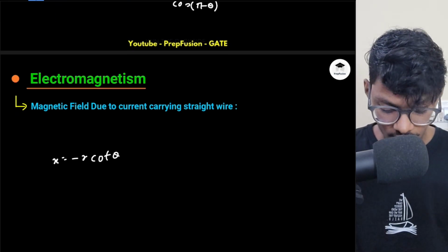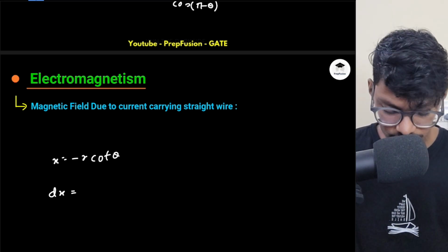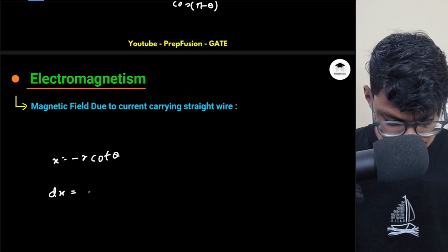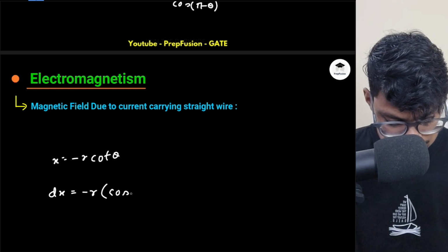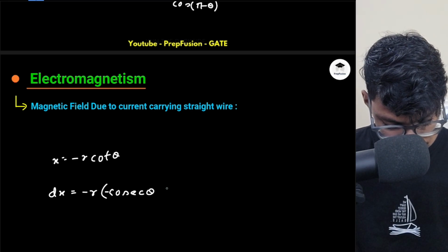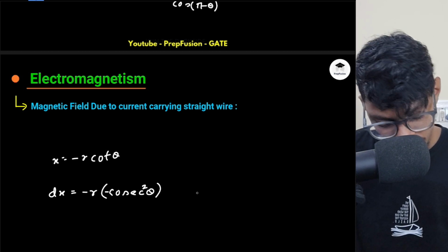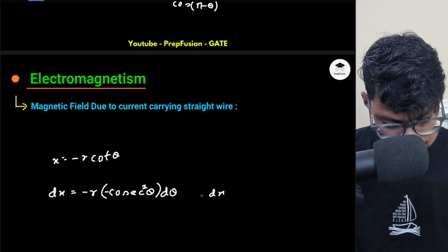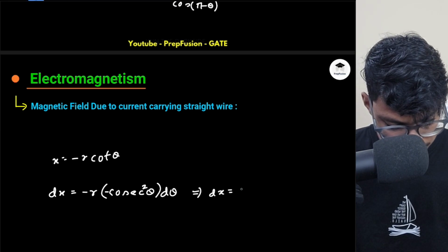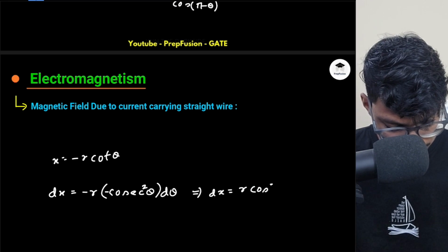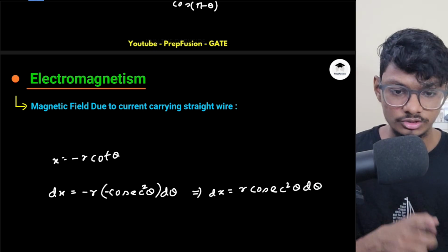cot theta. Now if I take the derivative with respect to theta on both sides, r is a constant, so r will be outside, and this will become minus r cot theta. The differentiation of cot theta is minus cosec square theta. So this one will come out to be dx is equal to r cosec square theta d theta. So this will be the variable that I will replace here.